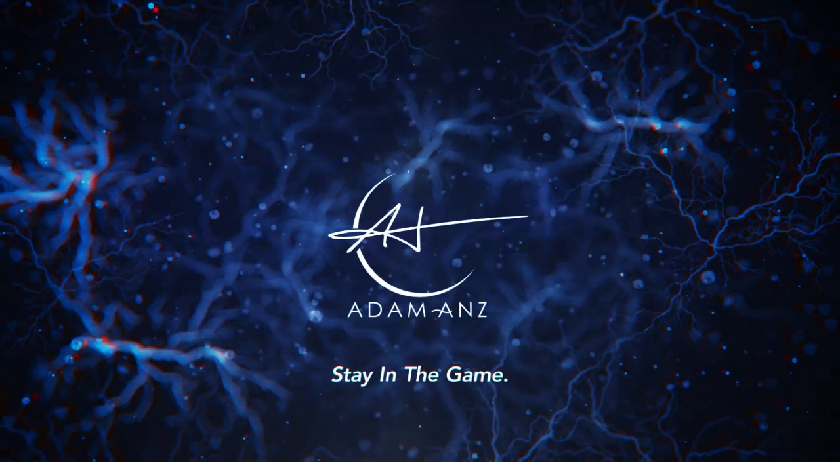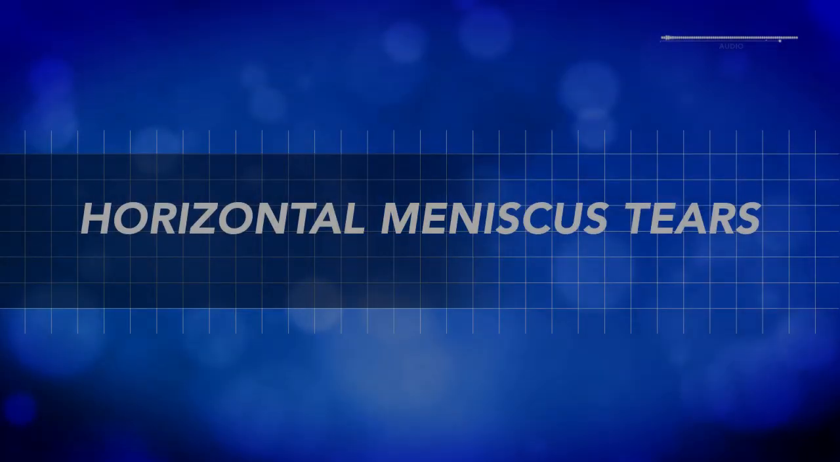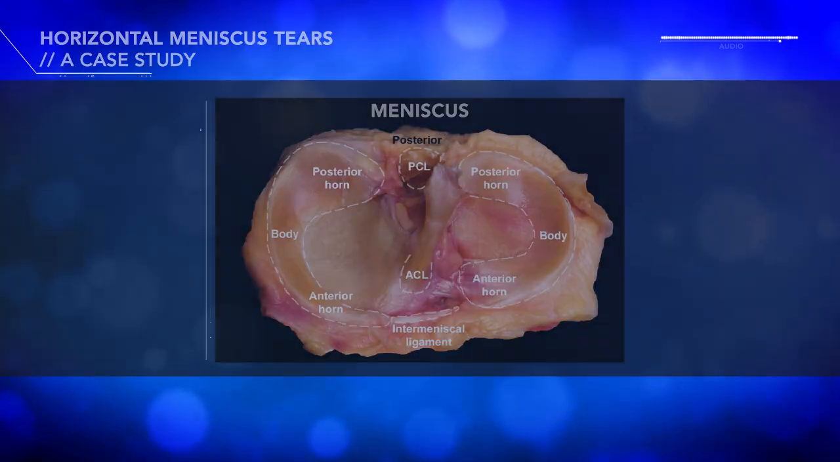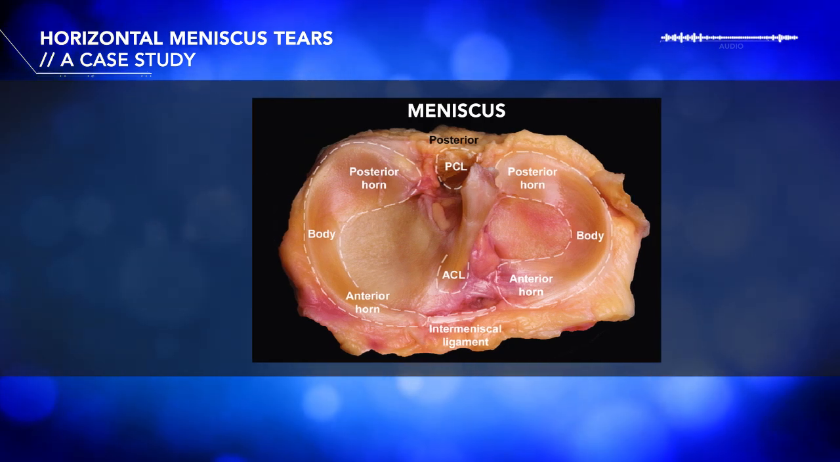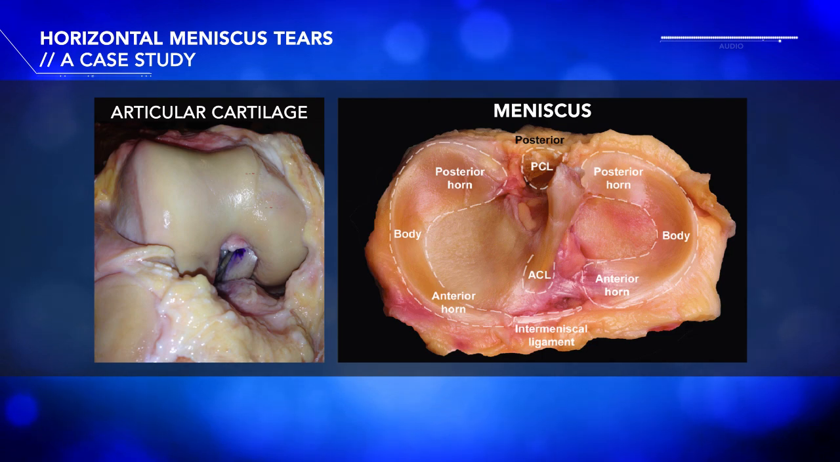Here's a discussion and case example on horizontal meniscus tears. The menisci are the C-shaped structures inside of our knee, and together with the articular cartilage make up the major organs and coverings on the bone.